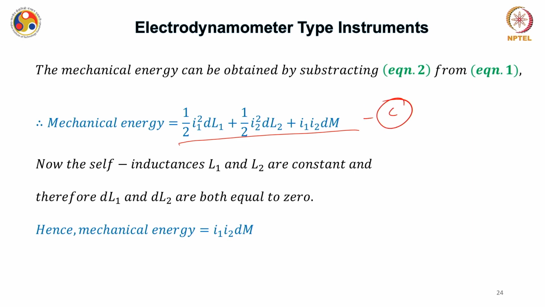Now, the self inductances L1 and L2 of these two coils are fixed, or constant. So, the change dL1 becomes 0 as well as the term dL2 becomes 0. When these two terms become 0, the mechanical energy will remain I1 into I2 into dM. So the mechanical energy is given as I1 into I2 into dM in the case of an electrodynamometer type of instrument. I am calling this equation D.